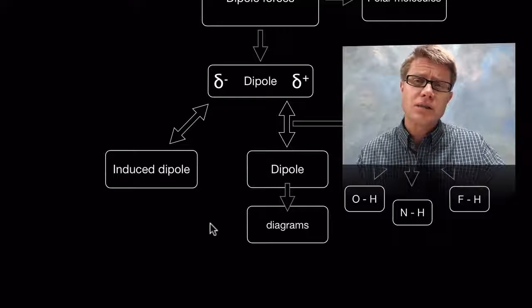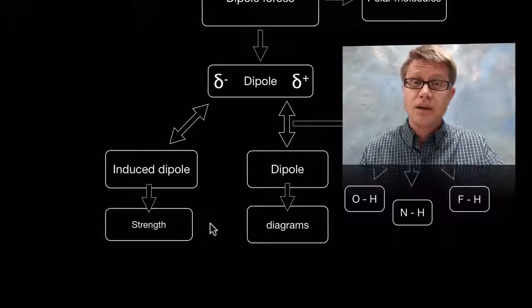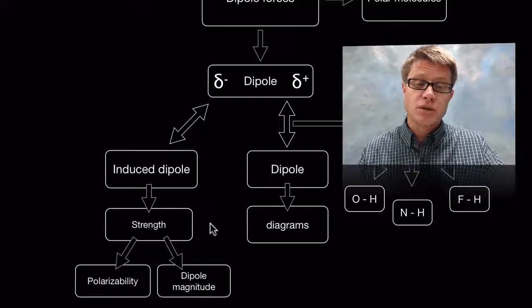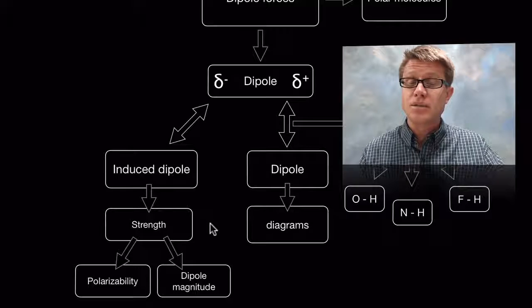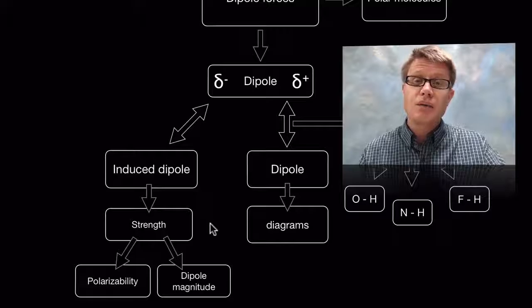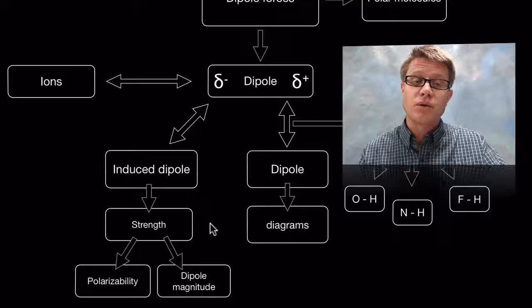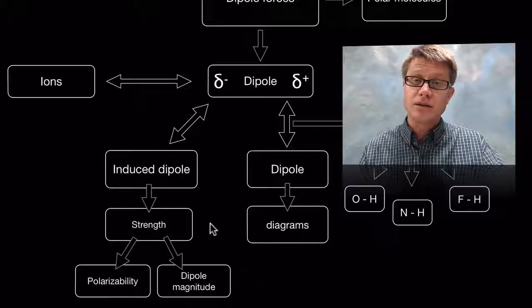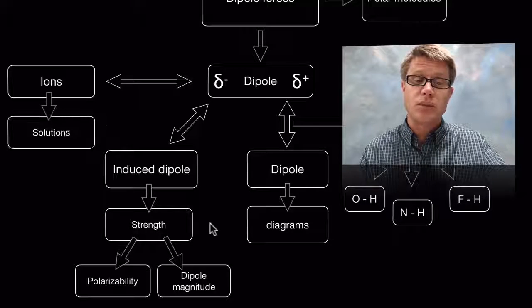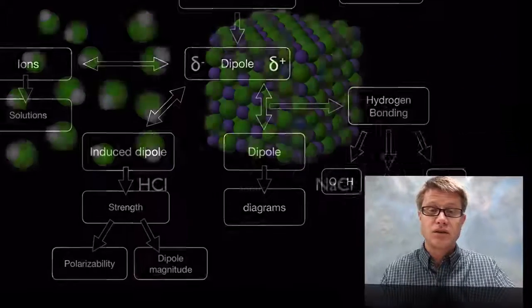We could also have an attraction between a dipole and an induced dipole. This is something that's not polar but can be for just a second. The strength of this force between the two is going to be based on the polarizability, in other words, how much we can make that turn into a dipole, and then the magnitude of the original dipole. And then finally, we can have a force between a dipole and an ion. This is going to be really important when we're using dipoles to break down solutions. An example would be water breaking down salt.